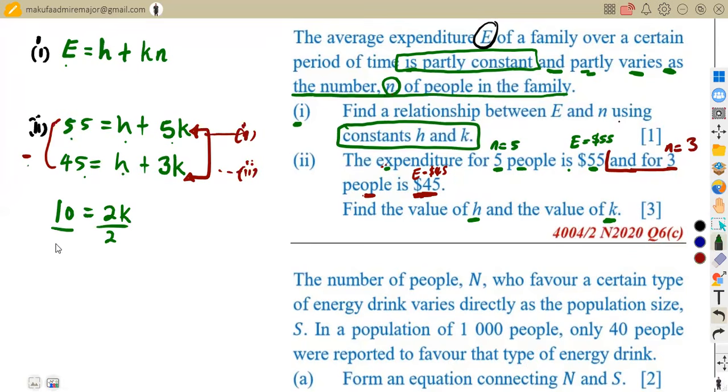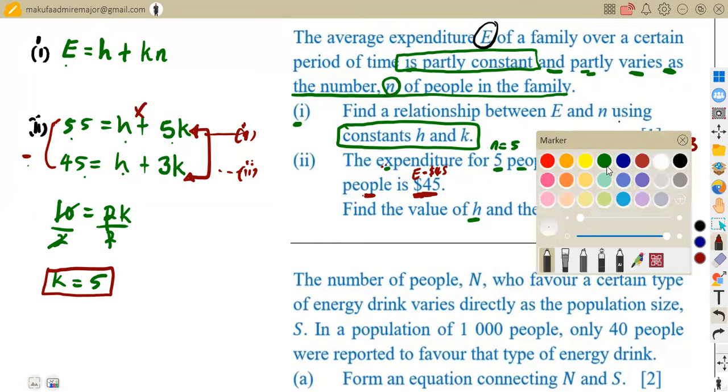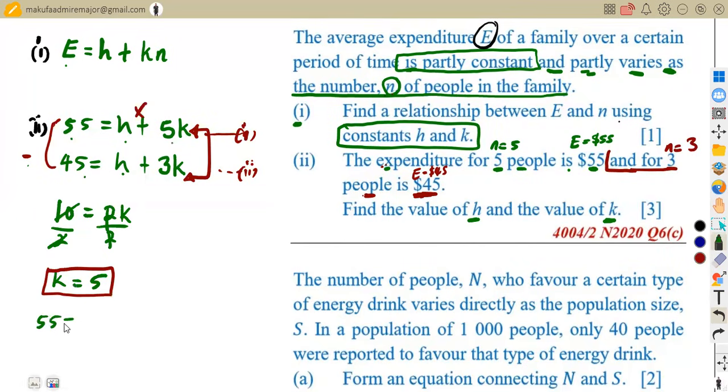So revise your simultaneous equations so that you understand what we are doing here. 10 divided by 2, that is going to be a 5. So I have the value of K. I can substitute this value into any of these 2 equations that I'm given. So I can just even use the first one, whereby we are given that 55 is equal to H plus 5K, which is 5 times K. Our K, we obtained it as what? As 5. So we are going to have 55 is equal to H plus 5 by 5, which is 25 in this case.